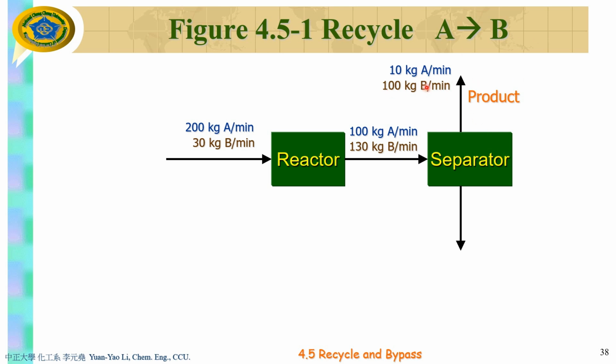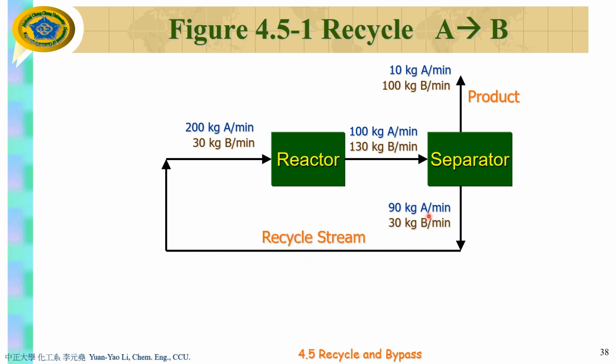You have 10% A, so the efficiency is probably 90%, for example. Then you have 90 kilograms of A and 30 kilograms of B. The majority of the species in this stream is A, so we just recycle it. This is called the recycle stream. In the very beginning, the fresh feed is 110 kilograms of A, a pure fresh feed. As a result, this is 200, this is 110, and another 90 is from this recycle stream.